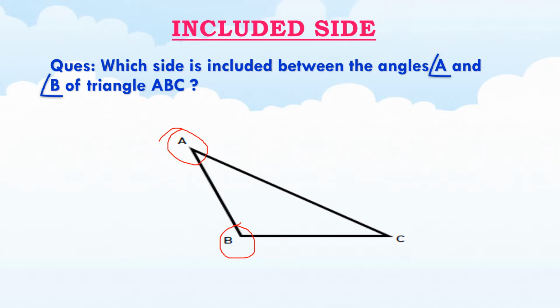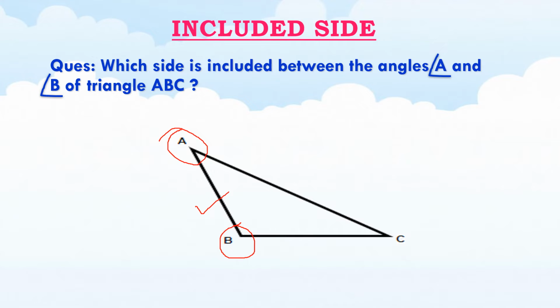Now this is super easy. You can just see the angles, remove the sign of angle, and that will be the side. For example, here it is given angle A and angle B. एंगल के साइन को स्किप कर दो, A और B को क्लब कर दो, तो साइड इज AB. Right, the side will become AB. So angle A and angle B means side AB. So the included side is this side AB.